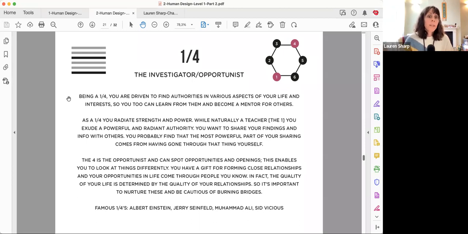And so what is a 1-4? A 1-4 is looking, investigating, but because it's not like this 3 energy where it's like, haha, is the plate hot, so I'm going to burn my hand, the 4 goes, that's interesting.